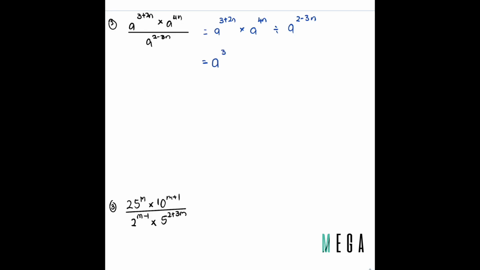So 3 plus 0 and minus 2, and plus 2n plus 4n minus 3n. And my final answer will be a. 3 minus 2 is 1, 2n plus 4n is 6n, 6n plus 3n is 9n. So this will be my answer for the second question.